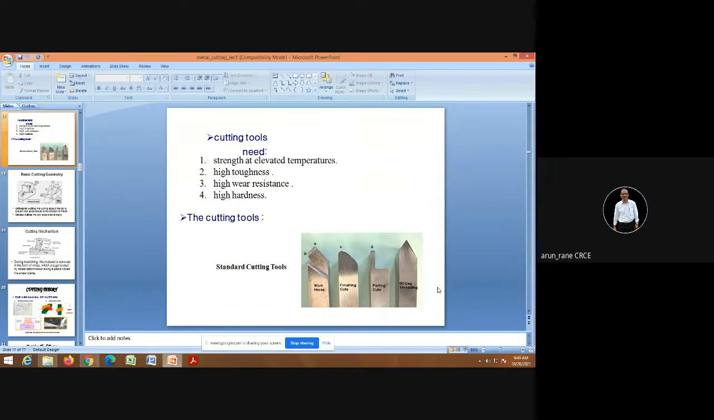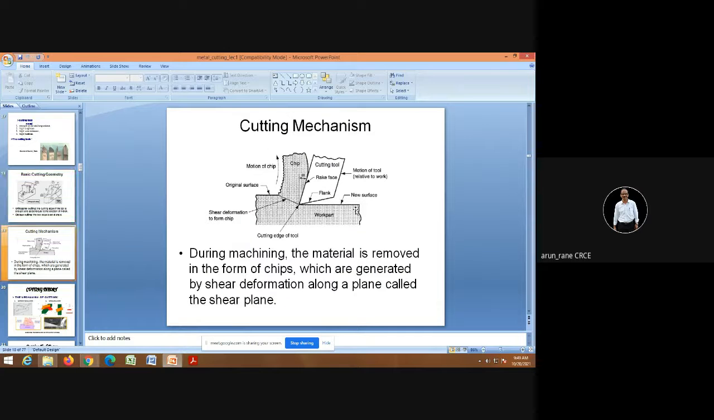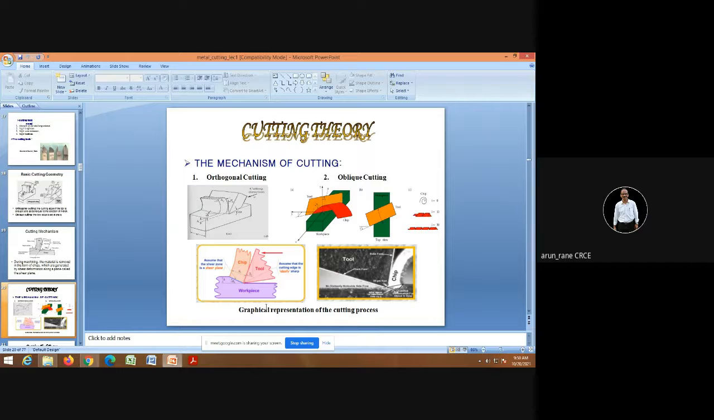These are the high speed steel cutting tools. Again, orthogonal cutting and oblique cutting. So orthogonal cutting is for 2 marks only. The tool is at 90 degrees to the cutting direction, whereas in oblique cutting, the tool is inclined at an angle. See, it is at 90 degrees, whereas in oblique cutting, the tool will be inclined.